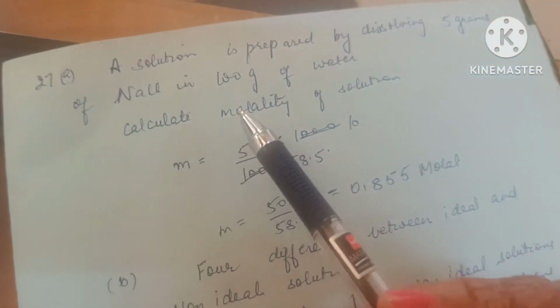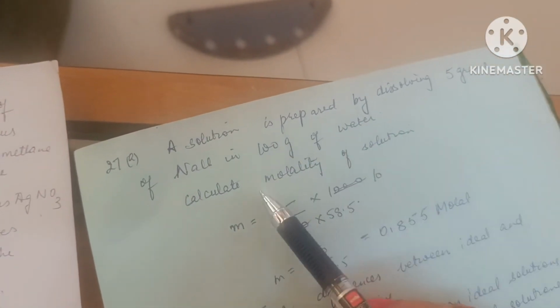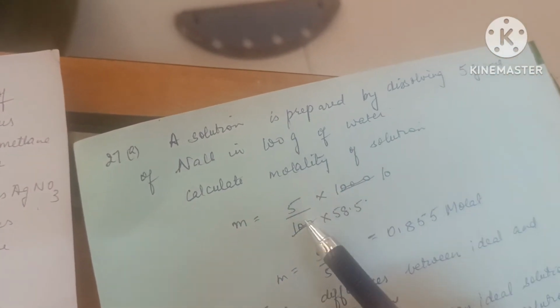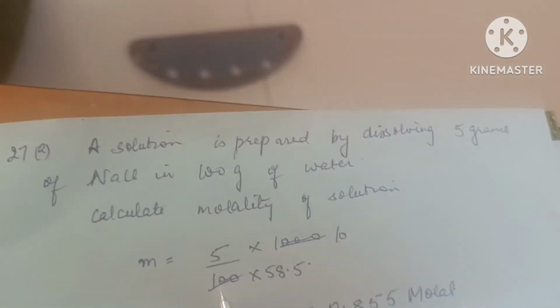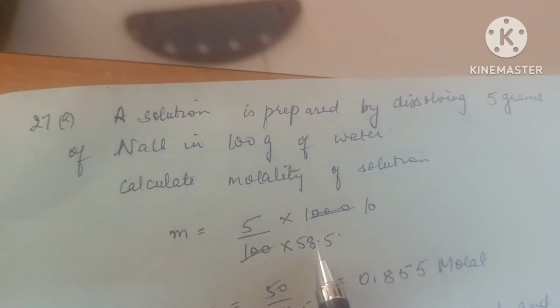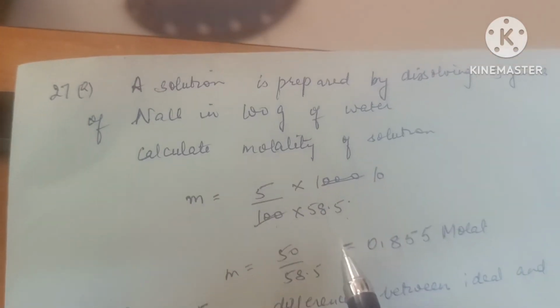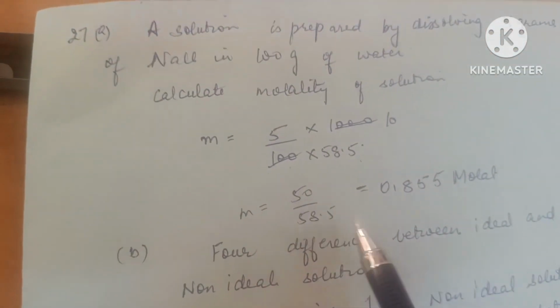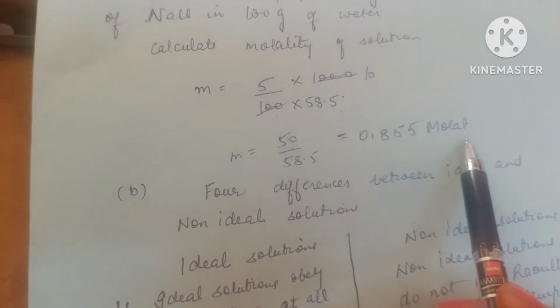A solution is prepared by dissolving 5 grams of NaCl in 100 grams of water. Calculate molality of solution. So molality is mass upon molar mass and weight of solvent multiplied by 1000. So 5 upon 58.5 into 100 और ऊपर 1000 आ गया. Solve करने पे आंसर आ रहा है 50 upon 58.5 which is 0.855 molal.